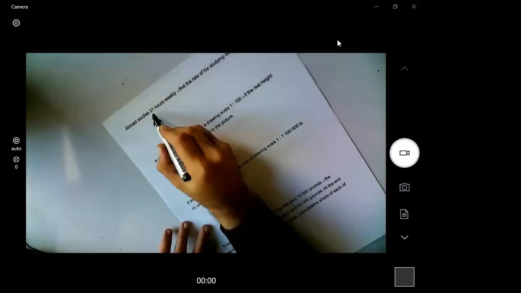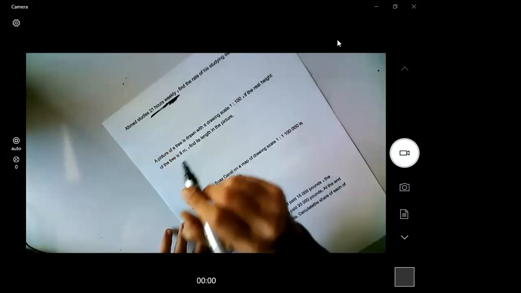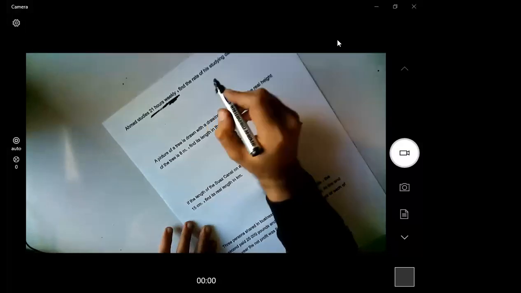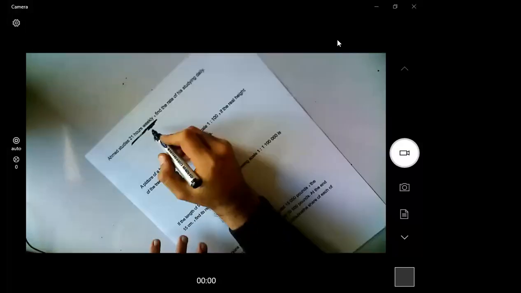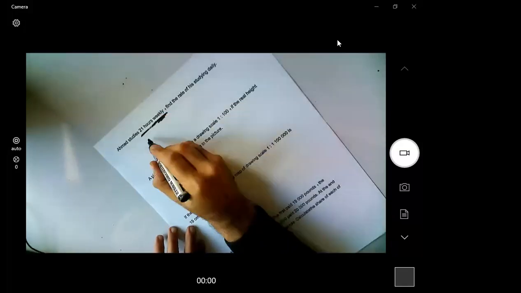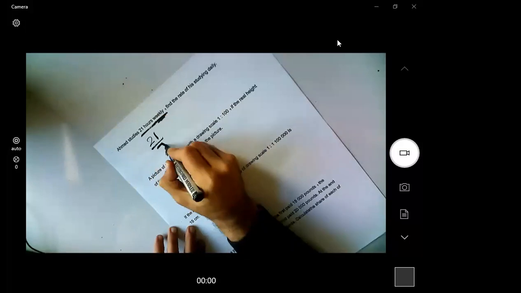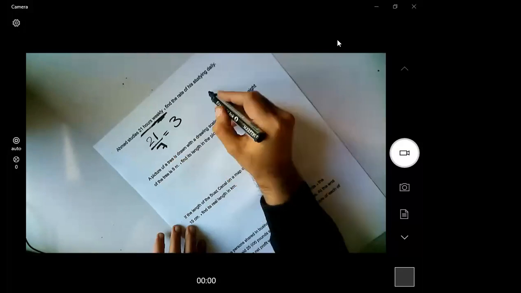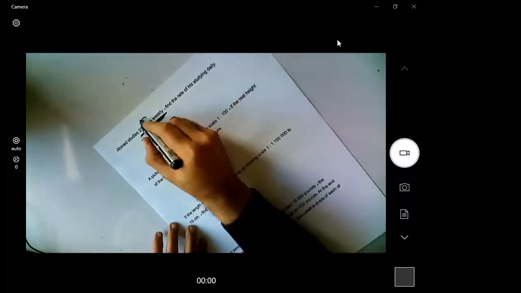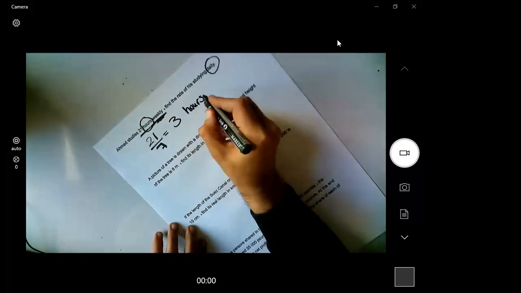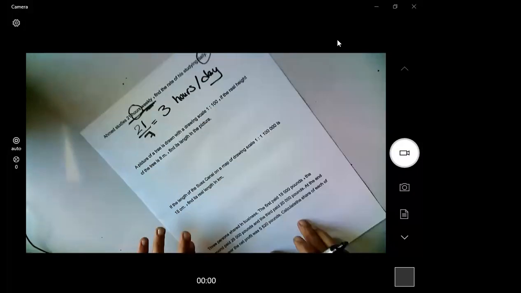Then, Ahmed studies 21 hours weekly. Find the rate of his studying daily. Weekly means 7 days. So it will be 21 over 7, which equals 3. The unit is hours per day.